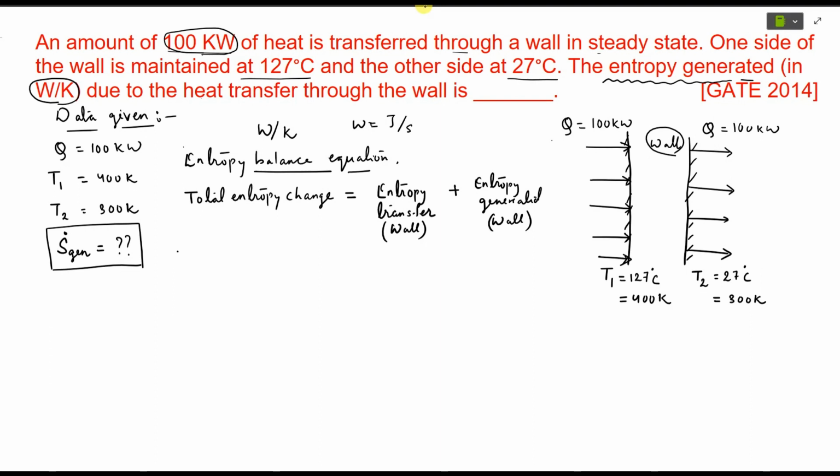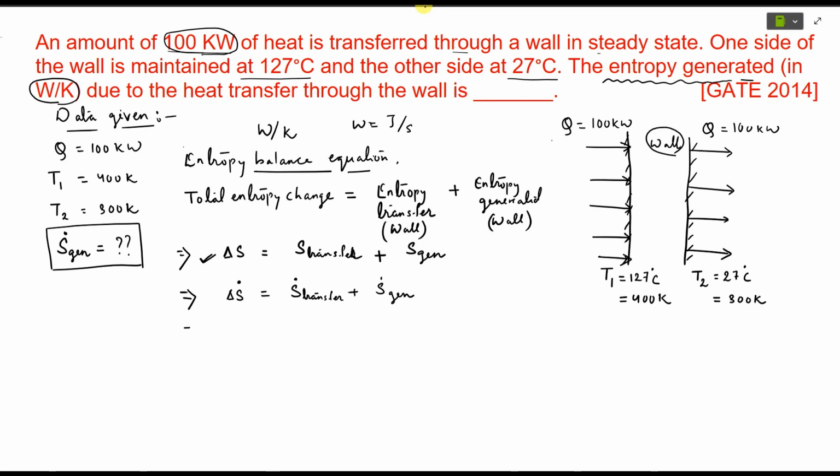If we write down the mathematical expression of the entropy balance equation, it becomes del S is equal to S transfer plus S generated. Now we have to write down the entropy balance expression in rate form, so with respect to time. If we consider the above expression in rate form, it becomes del S dot equal to S dot transfer plus S dot generation. This dot represents with respect to time.